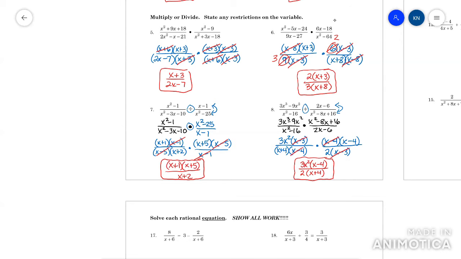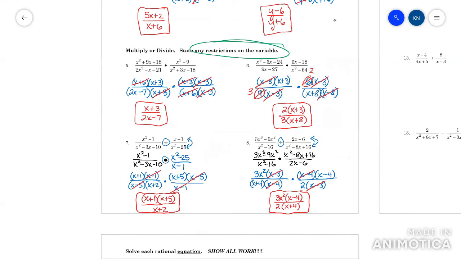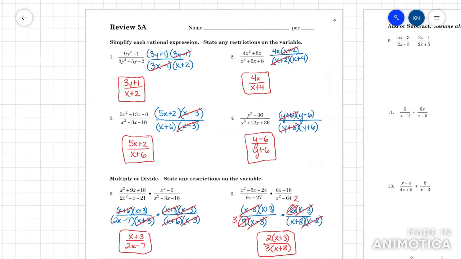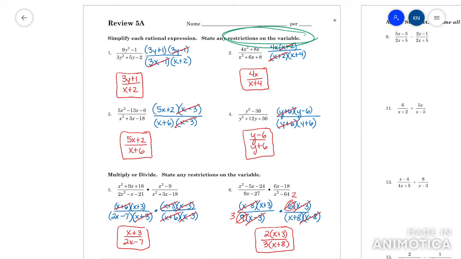Now, one thing I haven't been talking about is restrictions on the variable. Does it say it up here as well? Yes, it does. Okay. Restrictions on the variable mean whatever x value in the denominator would make it 0. What I mean by that is if this said -2 right here, that would mean I'd have 3y plus 1 over 0. That's undefined. That's not allowed.